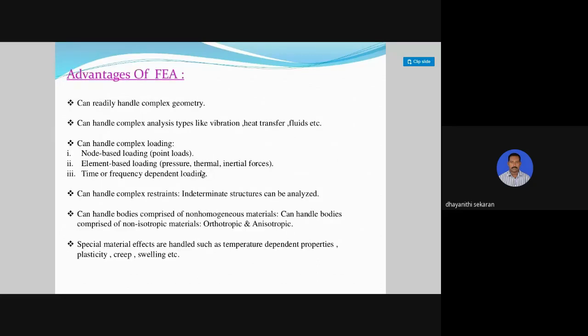Advantages of FEA. Finite element analysis can readily handle complex geometry, can handle complex analysis types like vibration, heat transfer, fluids, etc. Can handle complex loading: node based loading, element based loading, time or frequency dependent loading. It can handle complex restraints, indeterminate structures can be analyzed, can handle bodies comprised of non-homogeneous materials, can handle bodies comprised of non-isotropic materials, for example orthotropic and anisotropic. Special material effects are handled such as temperature dependent properties, plasticity, creep, swelling, etc.